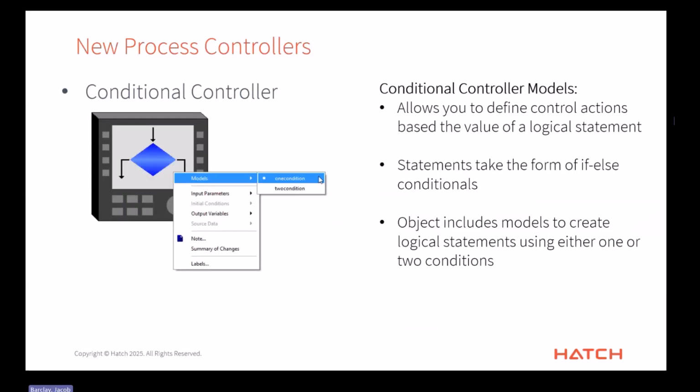So the conditional controller is a way to allow you to implement control actions in your simulations where they're going to be based off the value of a logical statement. Those statements take the form of if-else conditional statements. So you can say, if this statement is true, then do this action, whereas if it's false, then do this other action. And this conditional controller object includes models to create logical statements using either one condition or two conditions, and then linking those two conditions through another logical operator.